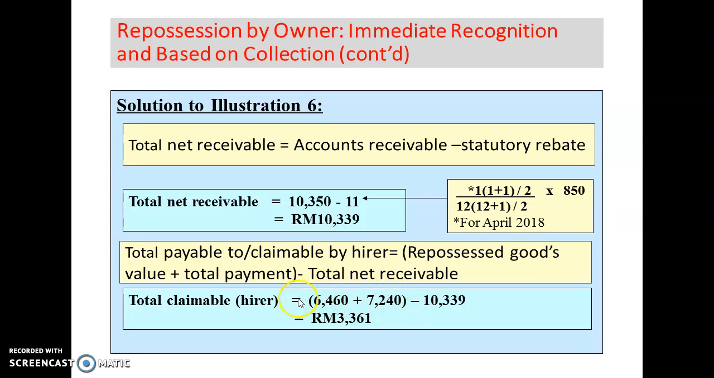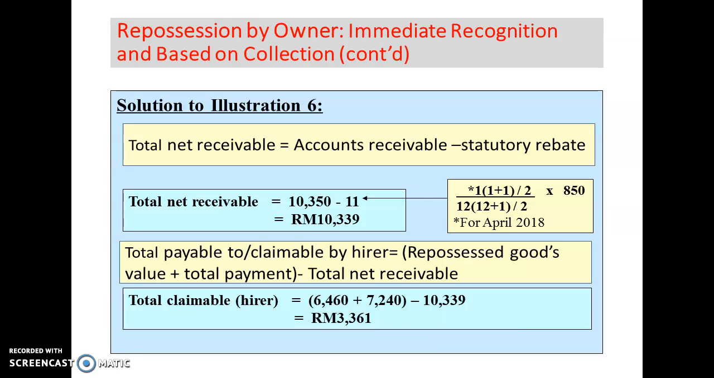Now we check the difference between the amount payable, the repossessed goods value plus total payment, 6,460 plus 7,240, which is 13,700, and the amount receivable, 10,339. Which one is higher? This one, 13,700. So basically the hirer let go 13,700, higher than the amount receivable of 10,339. So in this case, the owner has to pay the hirer 3,361. Another way to say it: the hirer can claim this amount, so the amount claimable by the hirer is 3,361.